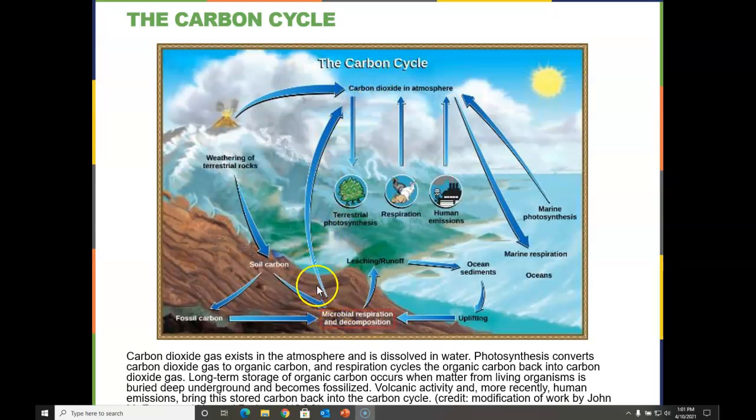So remember, anytime you see an up arrow, we are moving carbon dioxide into the atmosphere through this way. And if we are seeing a down arrow, these organisms are removing carbon dioxide from the atmosphere and utilizing the carbon dioxide to amass into living structure, biomass.